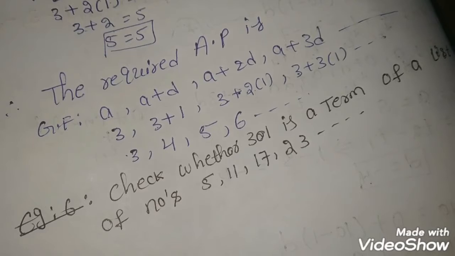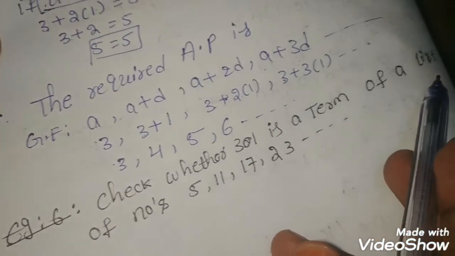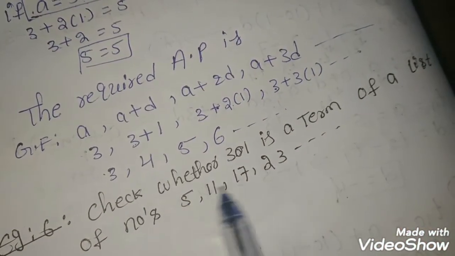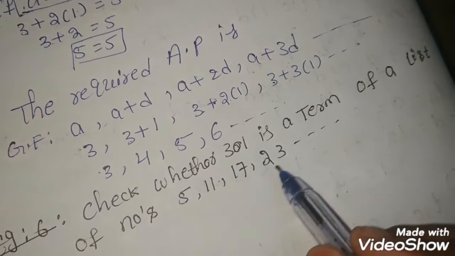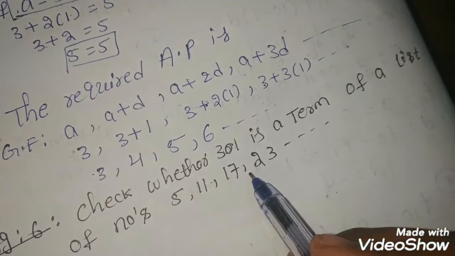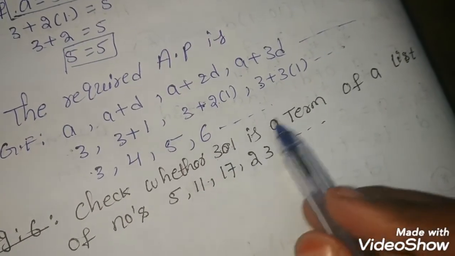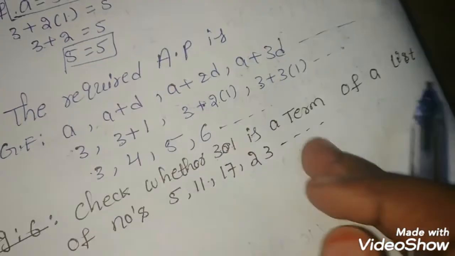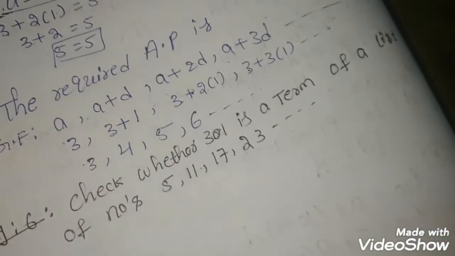So what is the question? Example 6. Check whether 301 is a term of a list of numbers that is 5, 11, 17, 23. So what is it saying here? Is 301 one of the terms in this sequence? They are asking. Okay, let's prove how we have to prove.